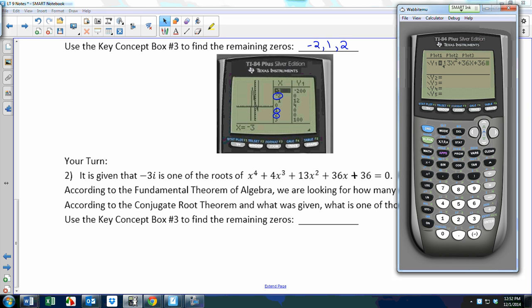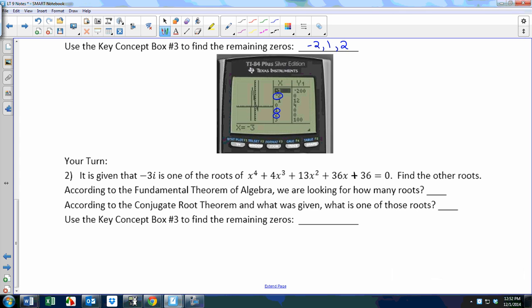All right, got it. So there's the picture on the screen. Now, there's a chance we're zoomed in and we aren't seeing the rest of this W somewhere. There's a chance, okay? So we may need to change our window, but we'll start with the questions that are on the notes here. According to the fundamental theorem of algebra, we're looking for how many roots?